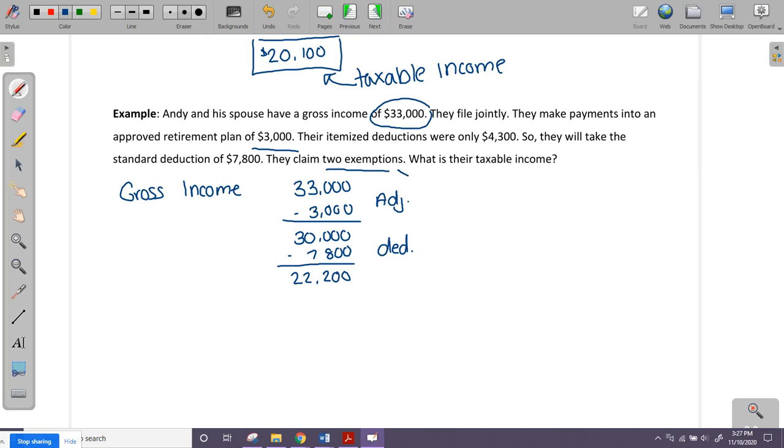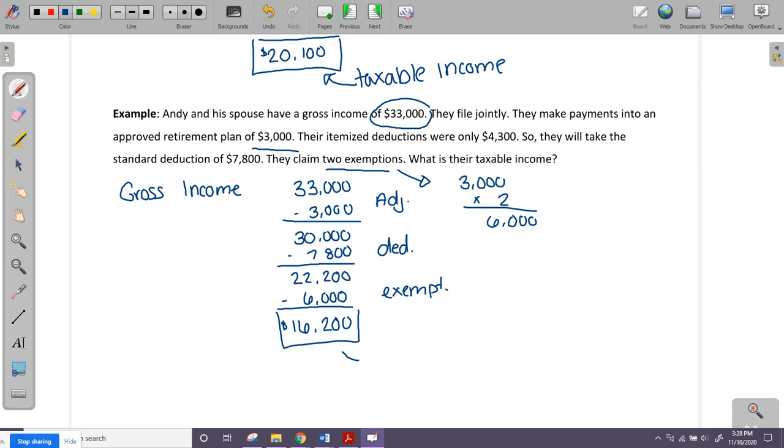Then we want to take out any exemptions. We had 2 exemptions. And remember, an exemption is per person. So one exemption is $3,000, but we have 2 people. So we're going to have $6,000 for exemptions. We're going to subtract that out, so we get a total of $16,200. So this total here is the taxable income.